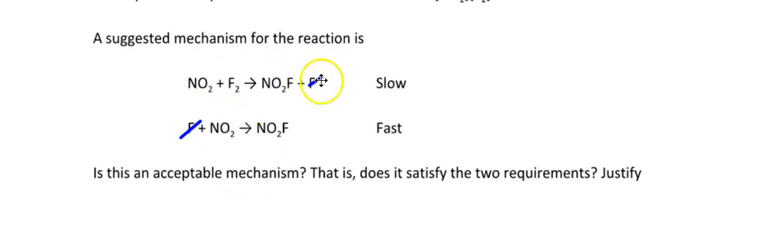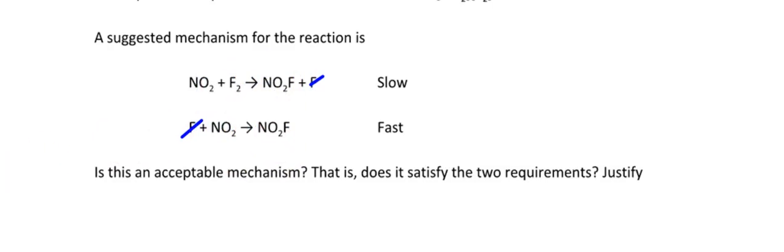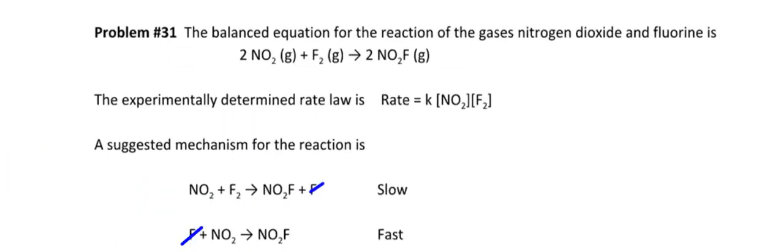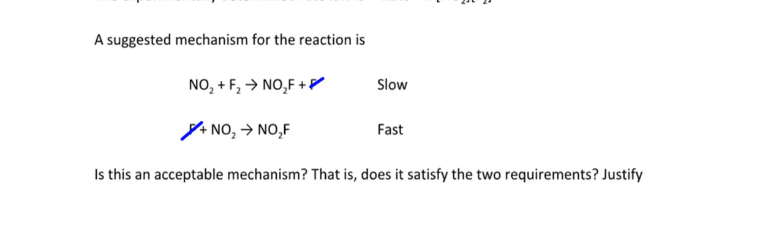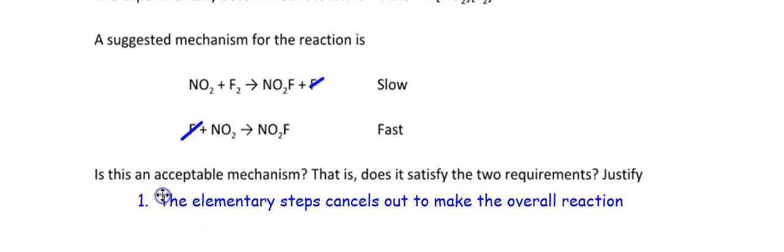So I have only the F's being canceled out. Those are my intermediates. So I have 2 NO2s plus F2 makes 2 NO2Fs. Is that what is up here? Yes, it is, okay? So the elementary steps are going to cancel each other out to make the overall reaction. That works. What was the other requirement?